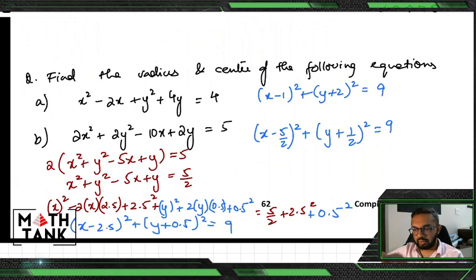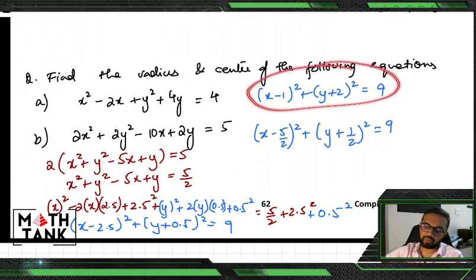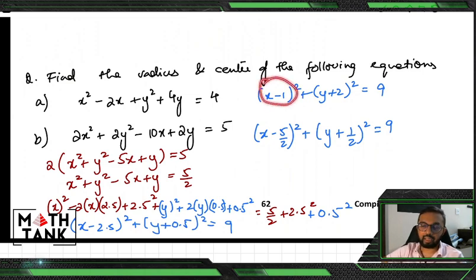So in this case, I have (x − 1)² + (y + 2)² = 9. So (1, −2) is my center. Again, confusion about the signs, always take the bracket and equate it to 0, and that should tell you the correct sign of the number that you want to find. So x equals 1 and y equals −2. How did I end up with this form?